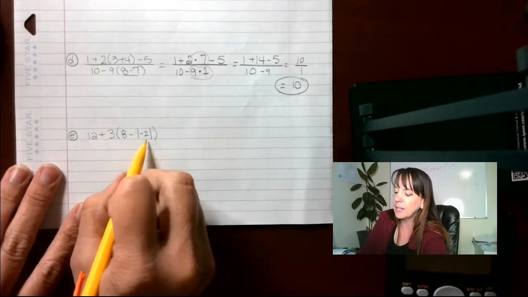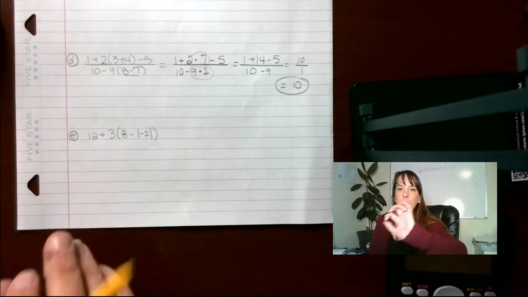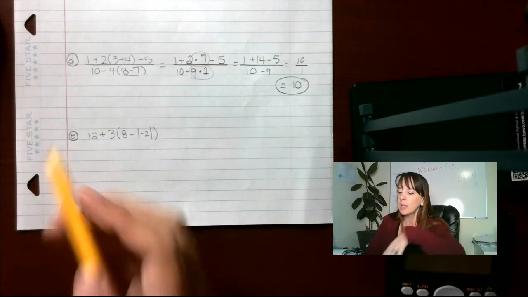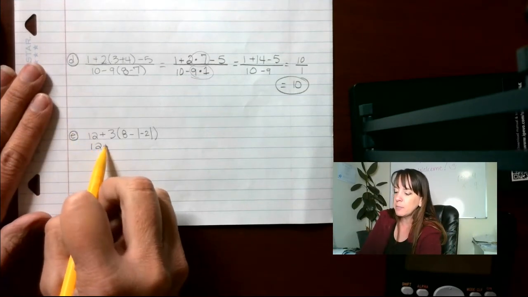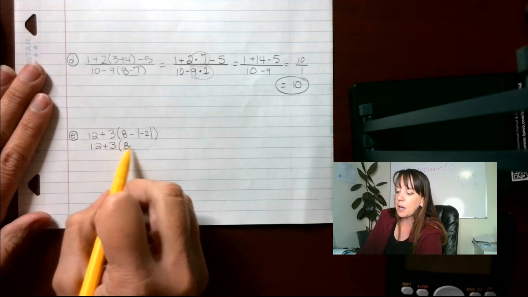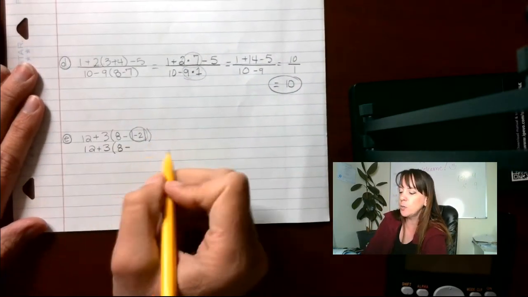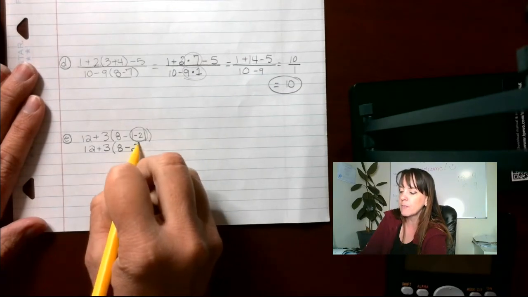All right. So for E, we're going to do these. Remember, we're going to use our absolute value just like we would parentheses. So we're going to work our way from the outside in. Go ahead and copy down the rest of it. Plus 3, 8 minus. And so we're going to do this guy first. Absolute value of negative 2 is positive 2.